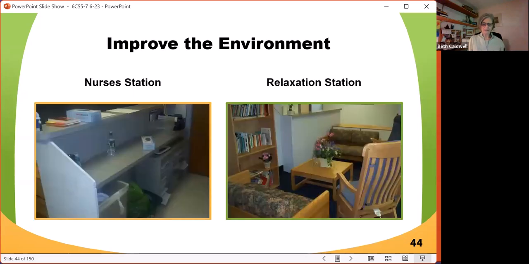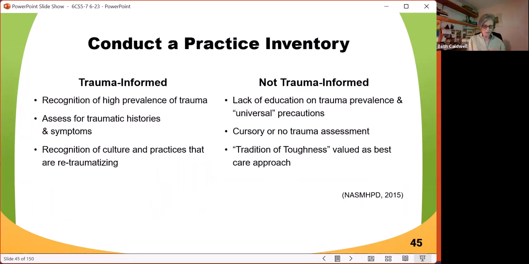A while back at Franciscan Children's, similar to what I talked about in another program, they had a nurses station, and they changed that to a relaxation station. So what can you do to go back and do an environmental inventory to support this trauma-informed, this welcoming space for the people you serve?